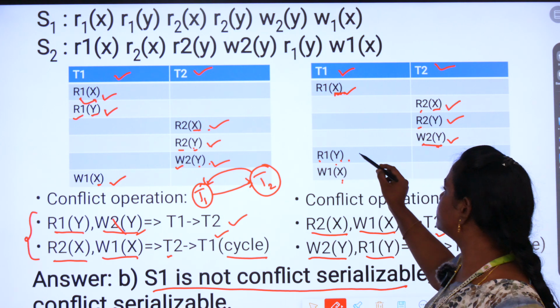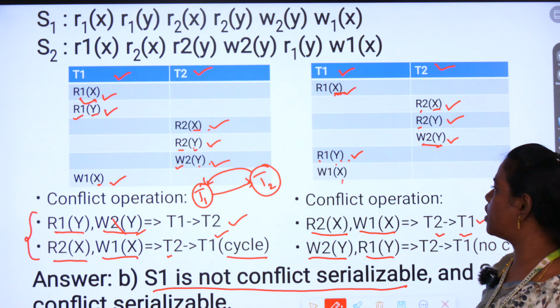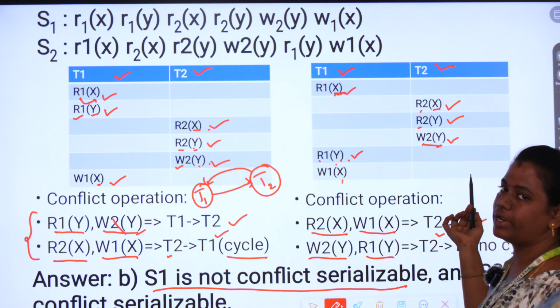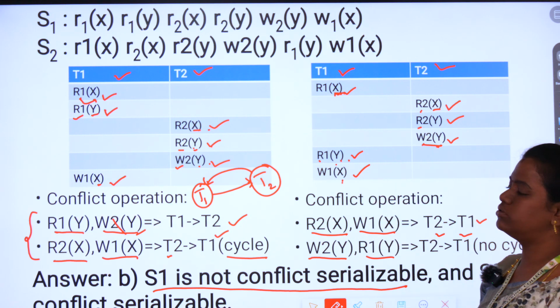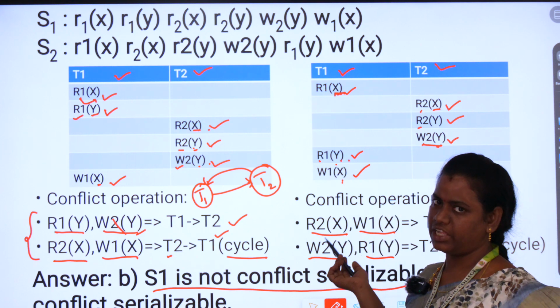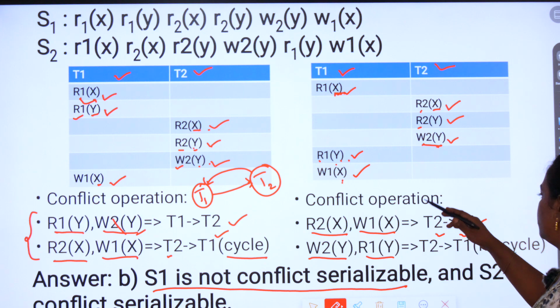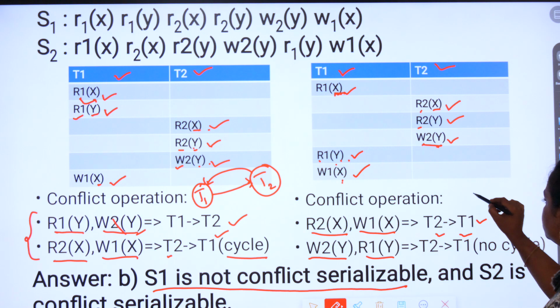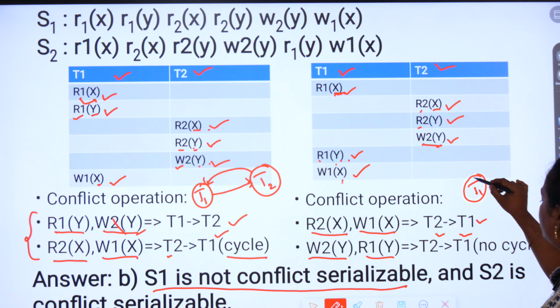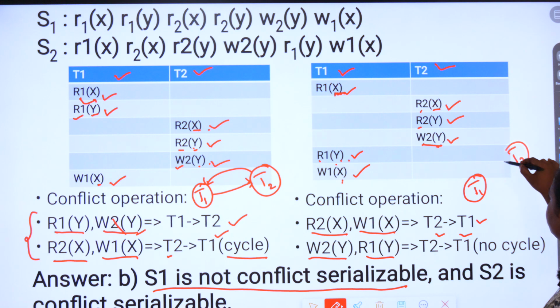Okay. Next I am going to check for next data. This is R1 of Y. There is no other operations to compare for these two values. So we are going to stop finding the conflicting operation. Now we are going to draw a precedence graph. Okay, your precedence graph for this is total number of transactions T1 and then T2.